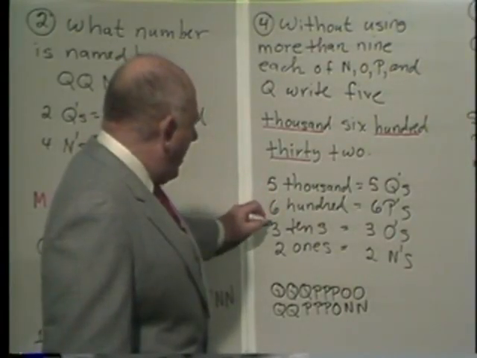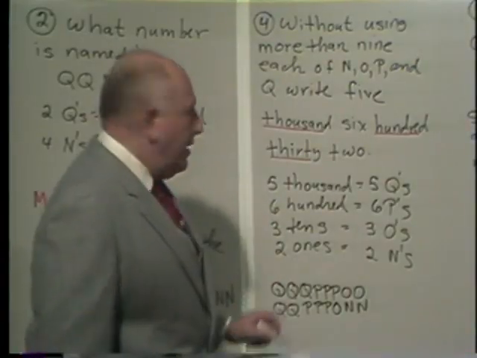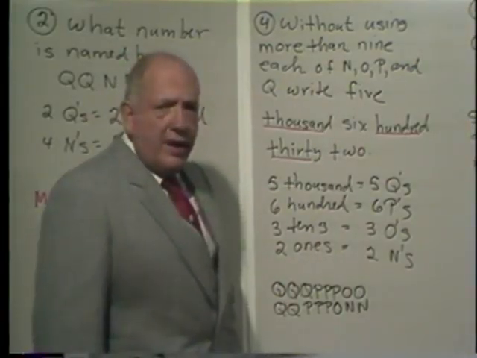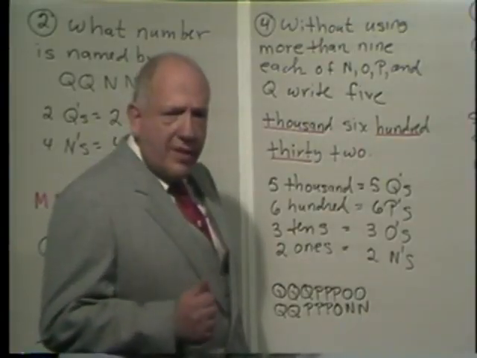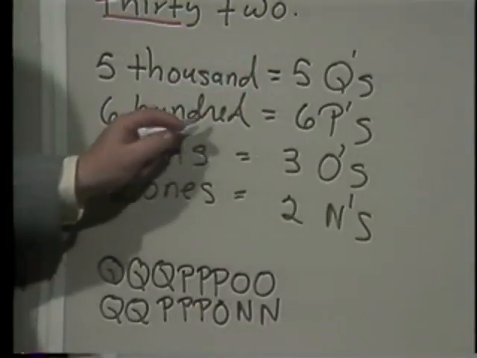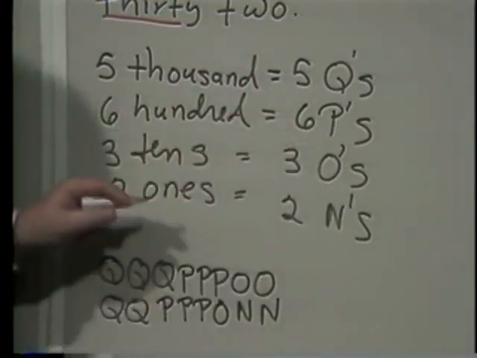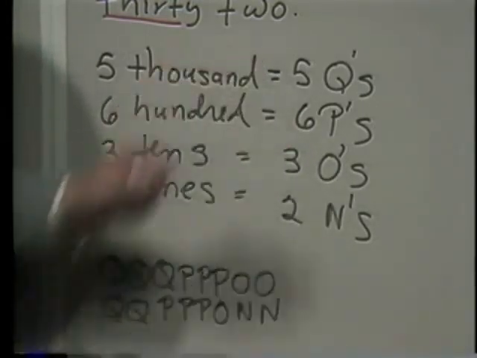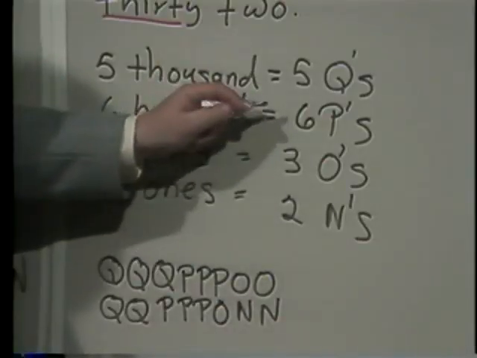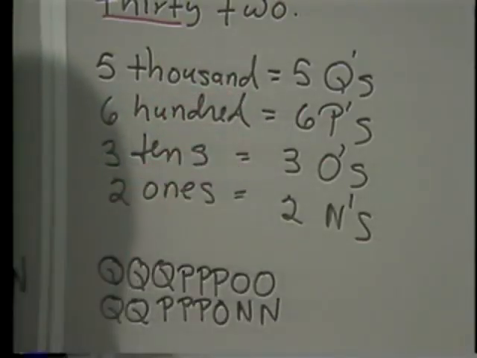5,600, 3 tens, and 2 ones. Now the symbol for 1,000, the numeral for 1,000 in this discussion, is Q. The numeral for 100 is P. The numeral for 10 is O. And the numeral for 1 is N. So I rewrite this as what? 5 Q's, 6 P's, 3 O's, and 2 N's.